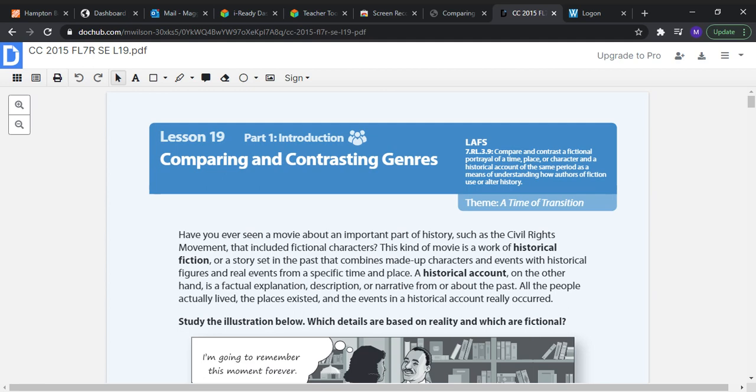It says, have you ever seen a movie about an important part of history, such as the civil rights movement, that included fictional characters? This kind of movie is a work of historical fiction, or a story set in the past that combines made up characters and events with historical figures and real events from a specific time and place. A historical account, on the other hand, is a factual explanation, description, or narrative from or about the past. All the people actually lived, the places existed, and the events in a historical account really occurred.